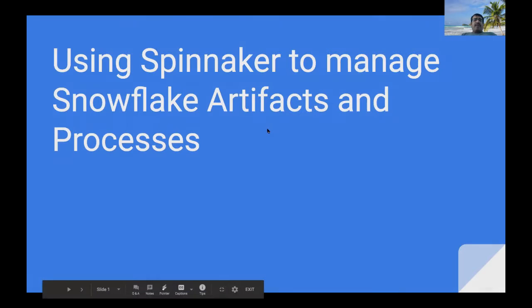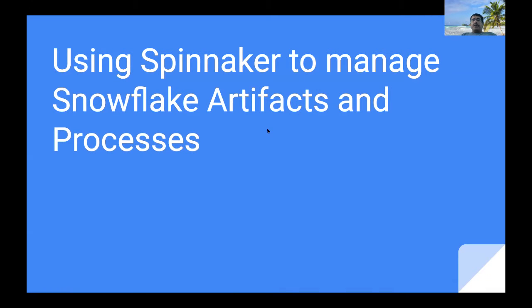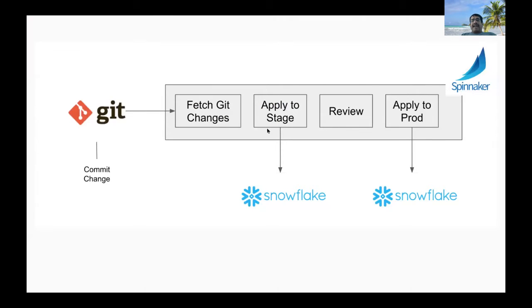Hello. What I'm going to talk to you about today is how you can use Spinnaker to manage Snowflake artifacts, like schema files or stored procedures or whatever it is, and manage them in Git, and how you can propagate them through a Spinnaker pipeline to a staging environment in Snowflake and then onto a production environment.